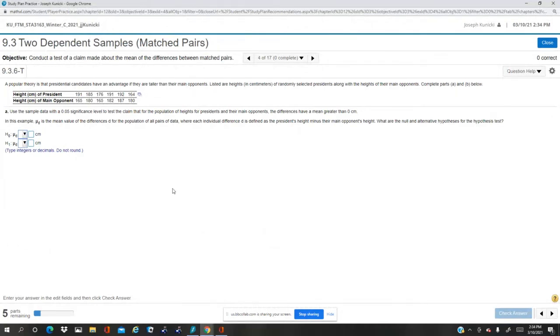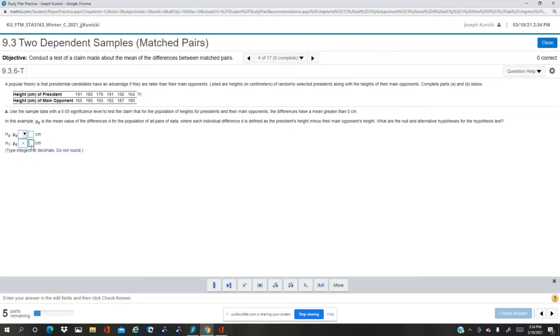The alpha level is 0.05, and the claim is that the president's height and the main opponent's height have a mean difference of greater than 0. So that's in the alternative. It's a right-tailed test. And of course, the null hypothesis is always equals.